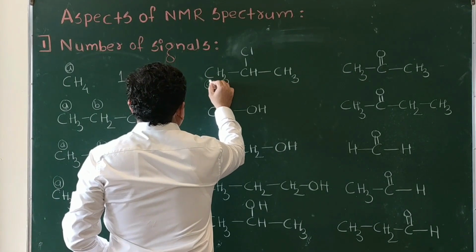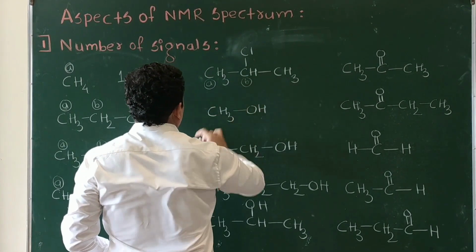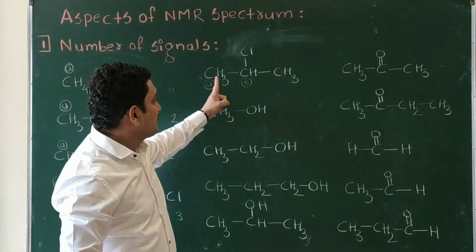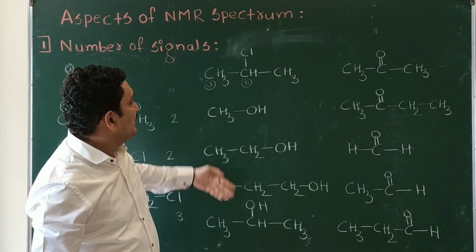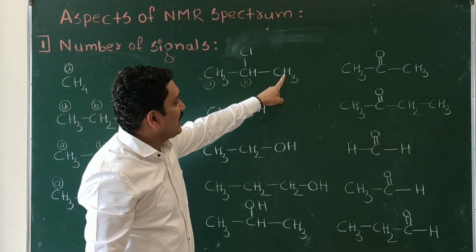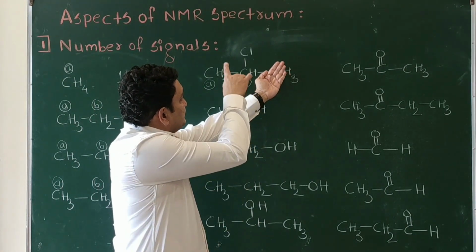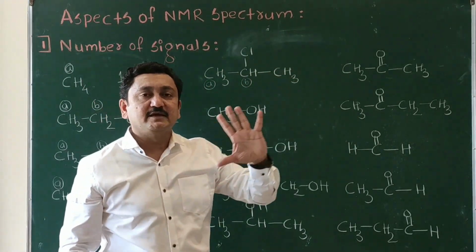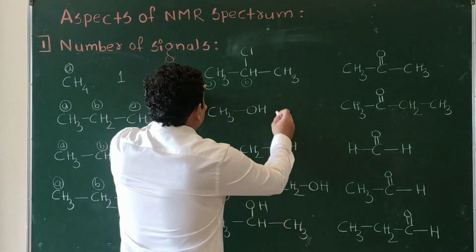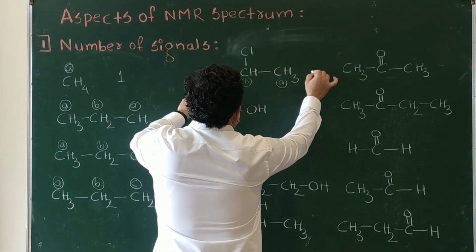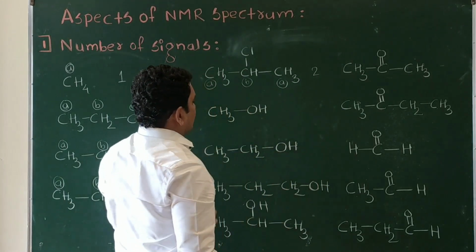CH3 and CH can never be identical. No need to check; write different A and B. Check the two CH3 with each other. The environment of this one is CHCl CH3, and the environment of this one is also CHCl CH3. Both have the same chemical environment, hence they will give the same signal. So AA for the 2 CH3, one signal, and a second signal for this one. We are getting two signals.